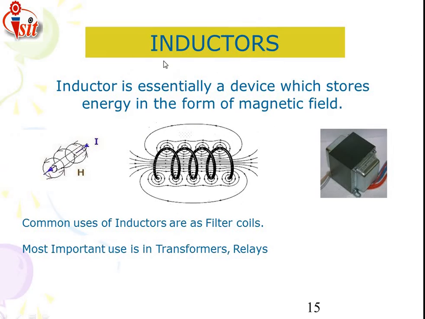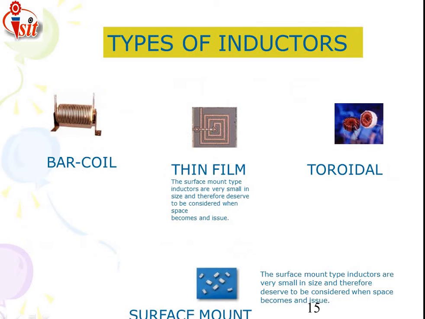Then inductors. An inductor is essentially a device which stores energy in the form of a magnetic field. That means the inductor can store energy in the form of a magnetic field, and the magnetic field will generate output towards the circuit. Common uses of inductors are as filters and coils. Most important is the use in transformers and relays, just shown over here. This is one type of relay related to the inductor.